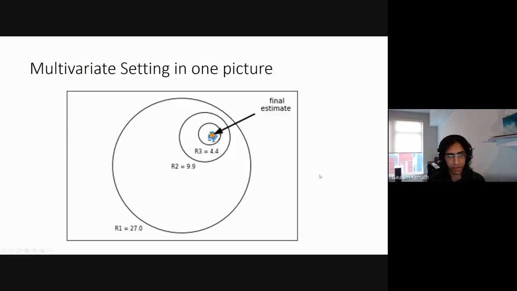This is essentially what the algorithm looks like. It's essentially the same picture I showed you before, except in a multivariate setting. You start with some initial large ball, then you add noise and clip, and you make a smaller ball, and you clip, add noise, and you make a smaller ball, until eventually you get a relatively tight ball around your data, and then you can just return the final estimate. So pretty much the same intuitive picture as what you saw before, but mapped to multiple dimensions.